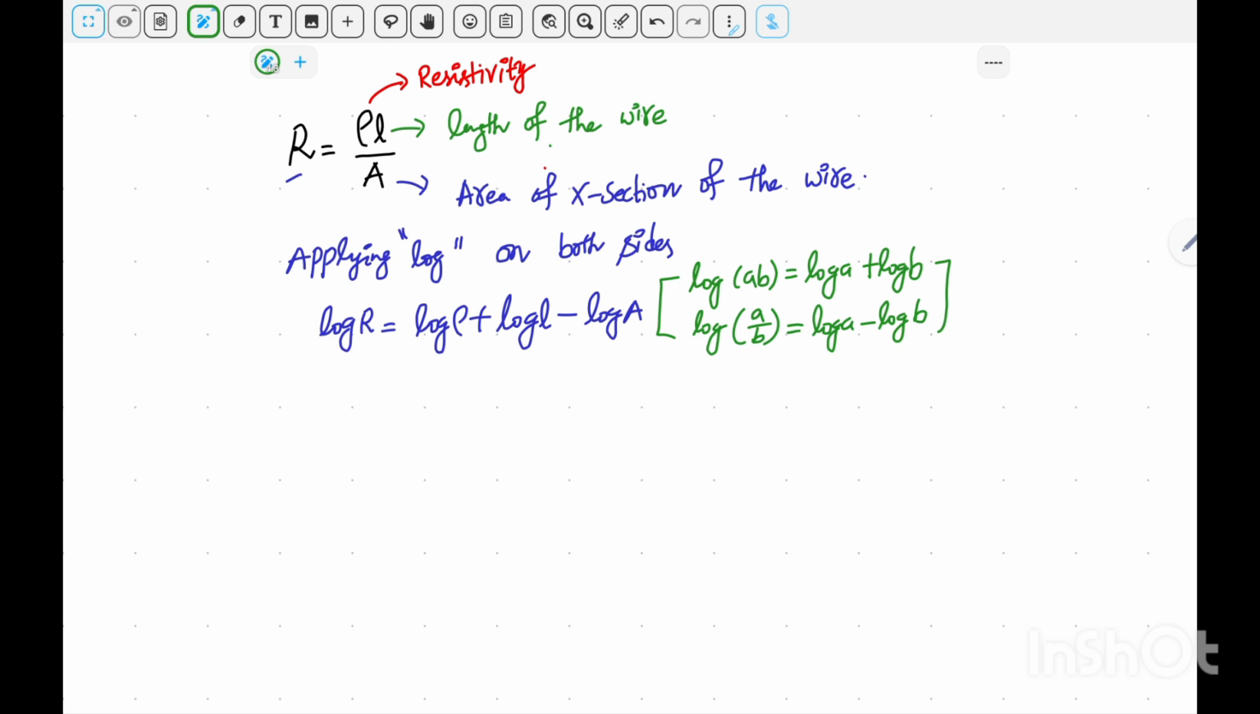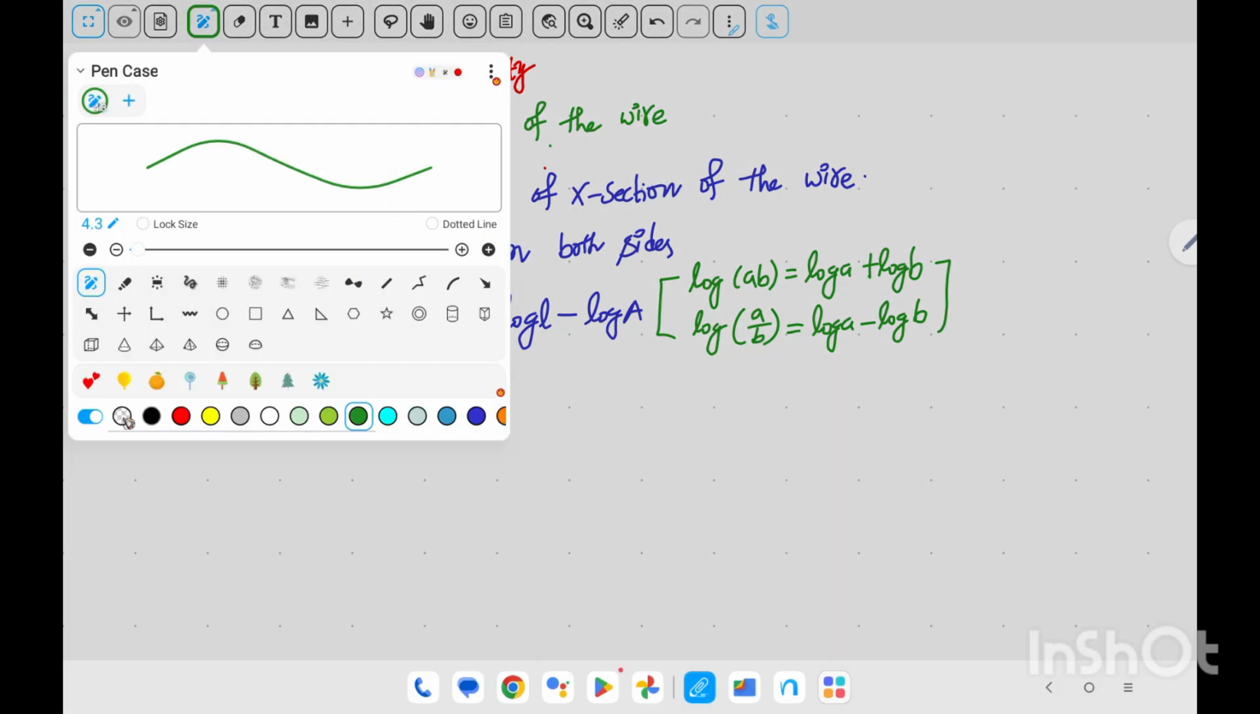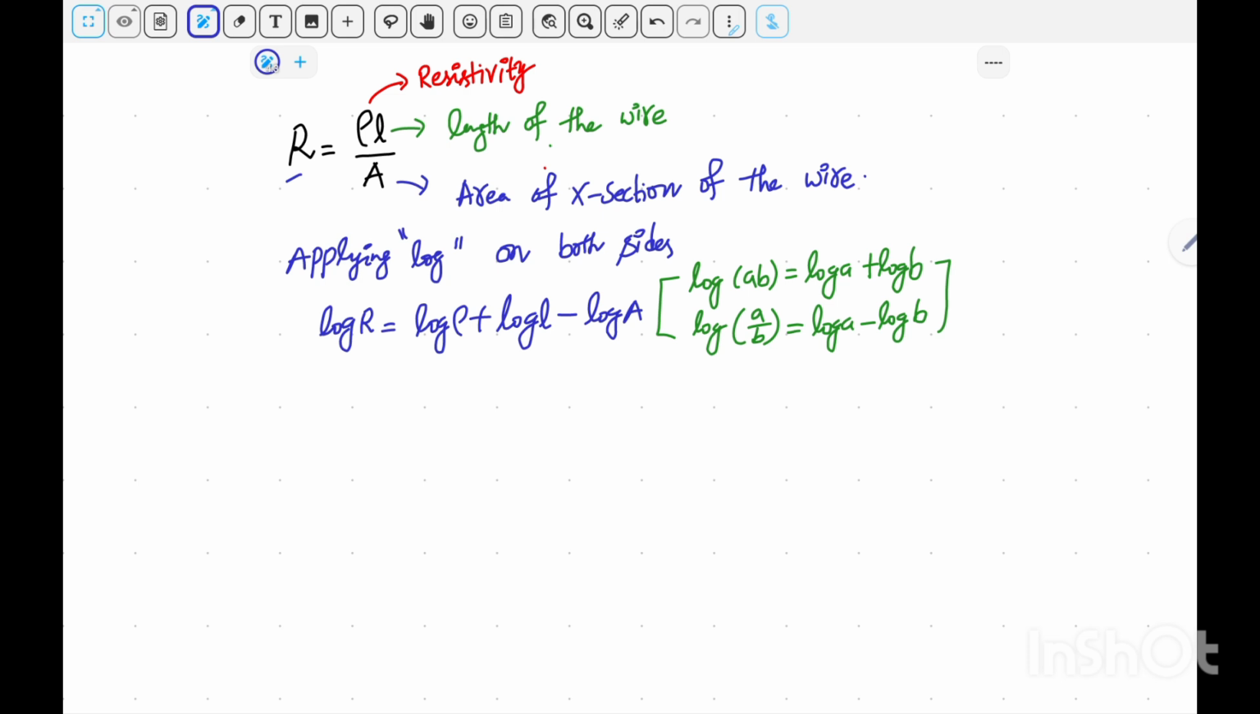Now, what I am trying to do as a next step is to differentiate on both sides. Why I am differentiating is I want to know what is the small change in resistance for small change in length and for small change in area of cross section. That's why I am differentiating on both sides. When you differentiate on both sides, the differentiation of log R is 1 over R dR.